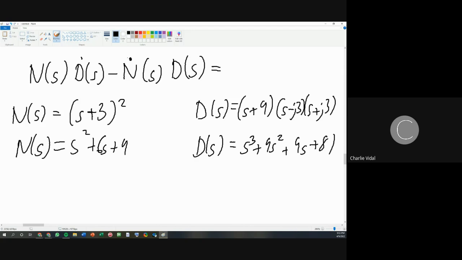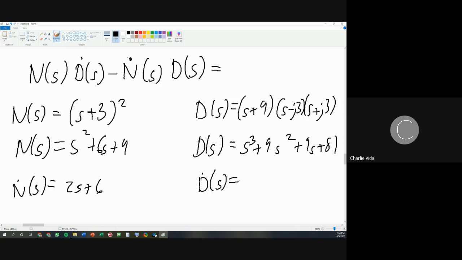After you find, I meant to say dot, the derivative. No, wait, actually, my bad, I haven't found the derivative yet. This one was fine. Okay, anyway: 9s squared plus 9s plus 81. Now to find N dot S, this is 2s plus 6. D dot S was negative 3s squared plus 18s plus 9.